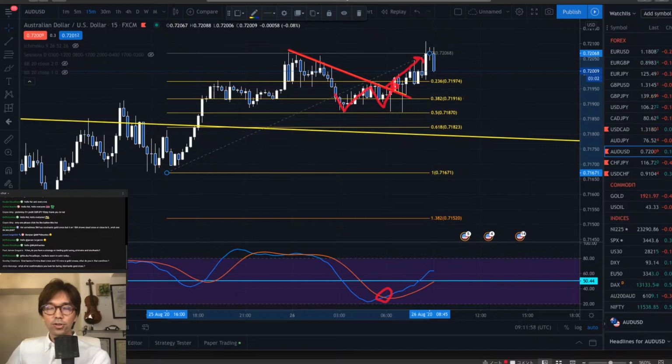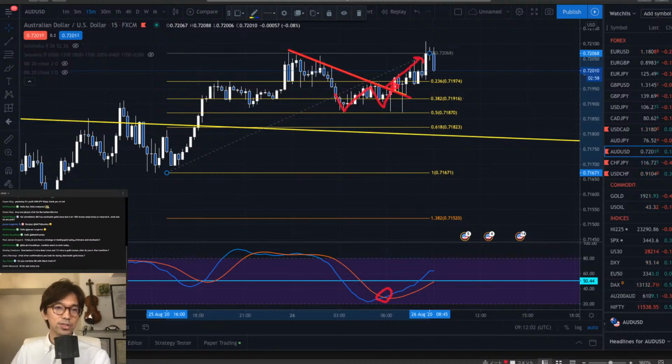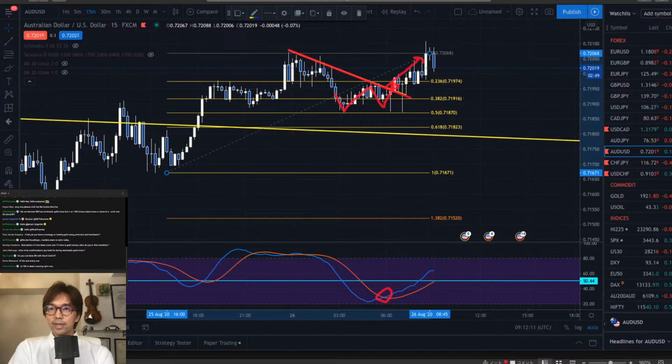Alright, but make sure that you understand this concept, right? Multiple confirmations in lower time frame to take a buy.